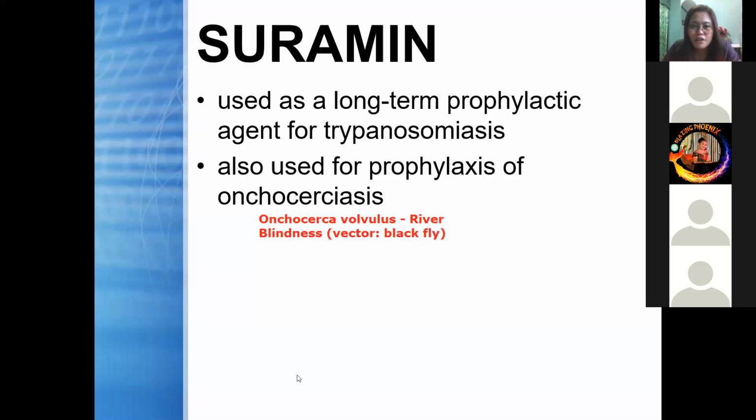of choice for Onchocerca volvulus is, take note of the word river. So its drug of choice is ivermectin. The drug of choice there is ivermectin, but suramin can be used as a prophylaxis. Okay? Questions, class? Can you still manage?